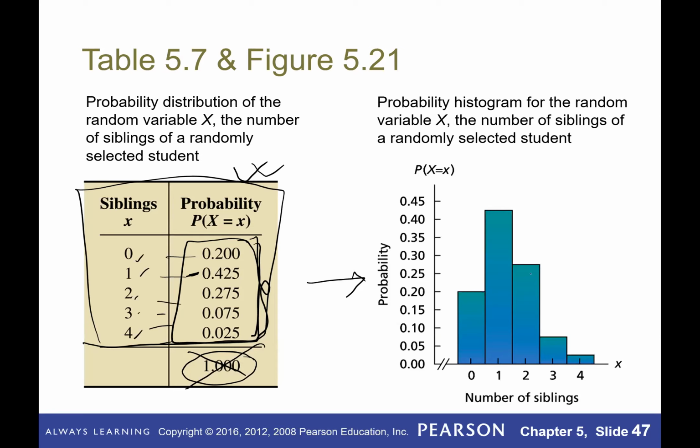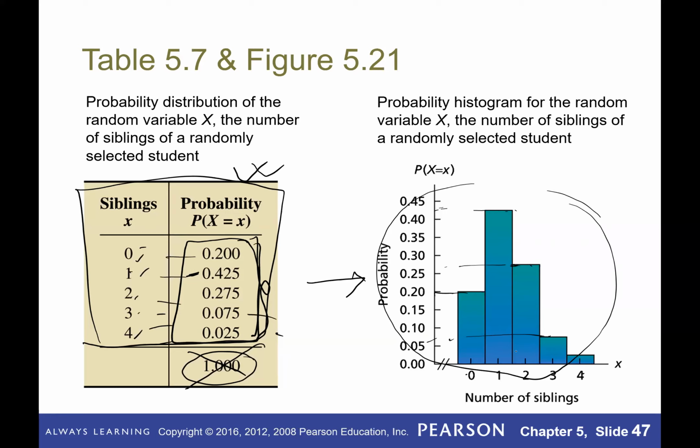Okay, so now we have the histogram corresponding to this table. For 0, the probability is 0.2. So the height of this bar will be 0.2. For 1, this is 0.425, so the height of this one is 0.425. For 2, this is 0.275, so the height of this bar is 0.275. And for 3, this is 0.075, so the height of this bar is 0.075. So this is called the probability histogram, because this is the histogram corresponding to the probability distribution.